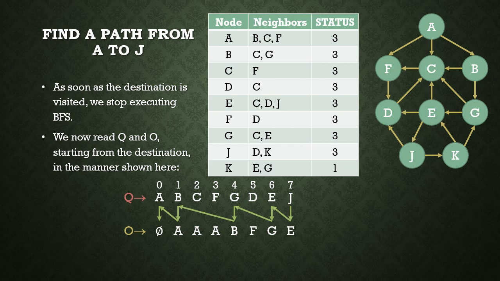So what did we get from this mannerism? We got this sequence: from J to E, from E to G, from G to B, from B to A, and from A to null. Now what remains is that we reverse this path.